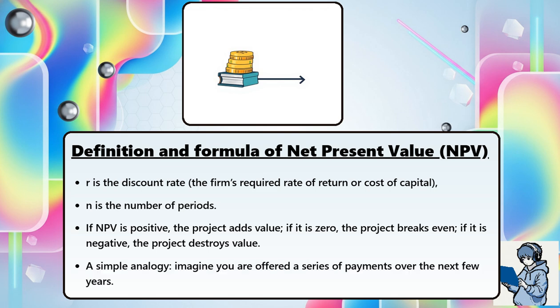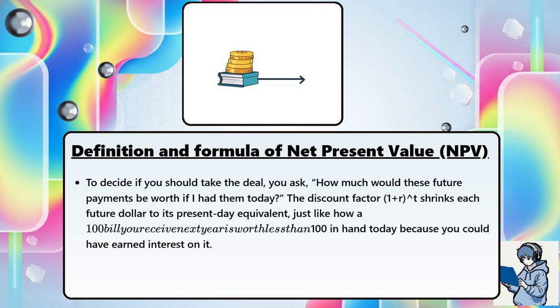A simple analogy: imagine you are offered a series of payments over the next few years. To decide if you should take the deal, you ask, how much would these future payments be worth if I had them today? The discount factor (1 plus r) to the t shrinks each future dollar to its present-day equivalent, just like how a $100 bill you receive next year is worth less than $100 in hand today because you could have earned interest on it.